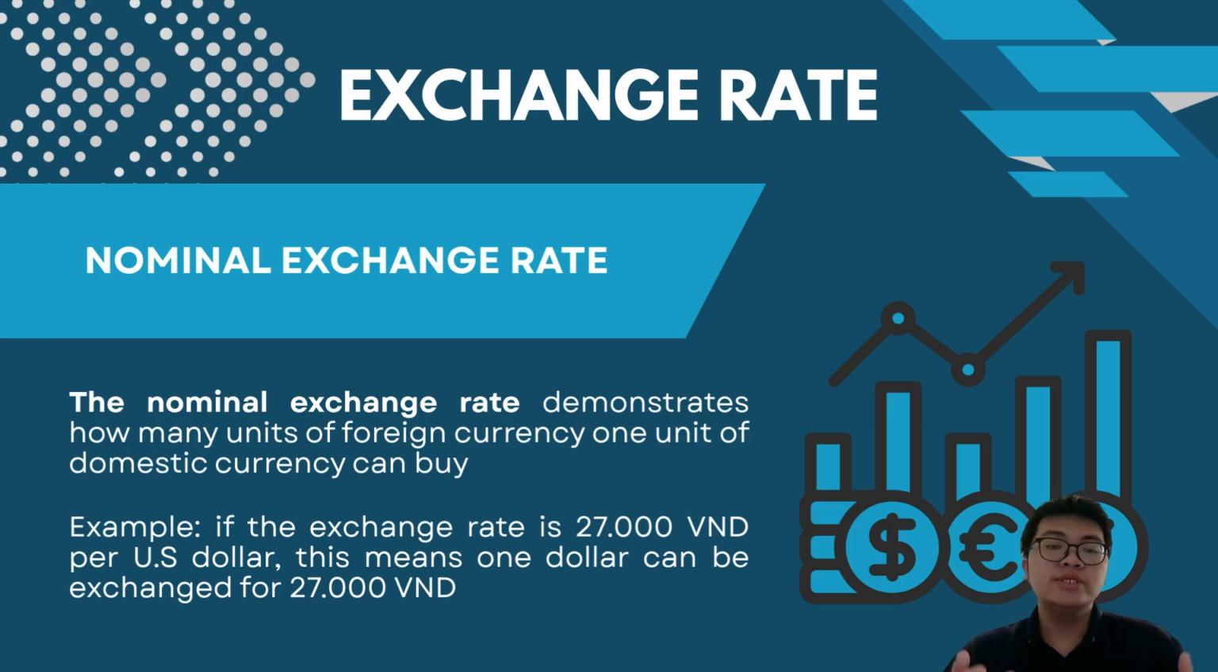The nominal exchange rate, however, demonstrates how many units of foreign currency one unit of domestic currency can buy. A perfect example is that if the exchange rate is 27 Vietnam dong per US dollar, this means that in the official market, $1 can be exchanged for 27,000 Vietnam dong.